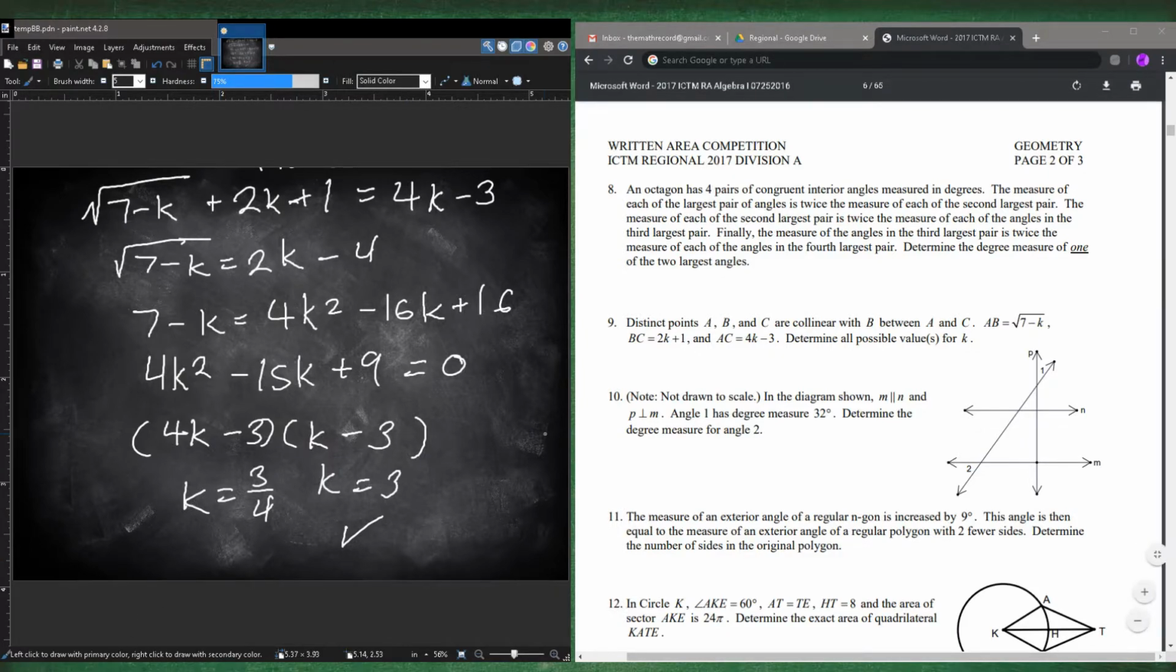Now we put 3/4. 7 minus 3/4, that's a positive. Square root of positive, positive makes sense. 2 times this, that's positive. Plus 1, that's positive. Okay, that works. 4 times 3/4, that's 3. 3 minus 3 is 0.